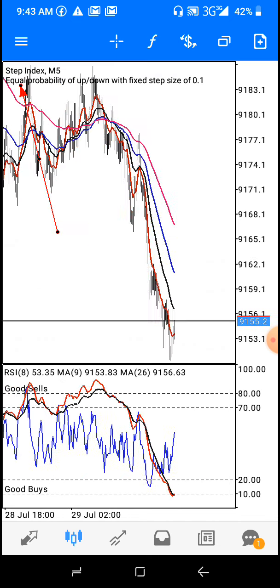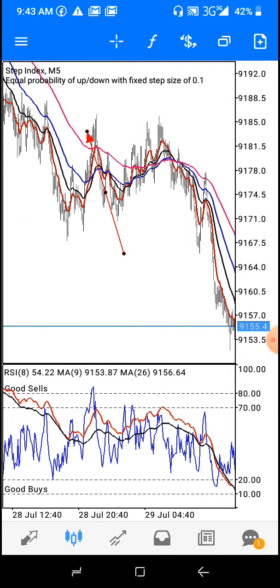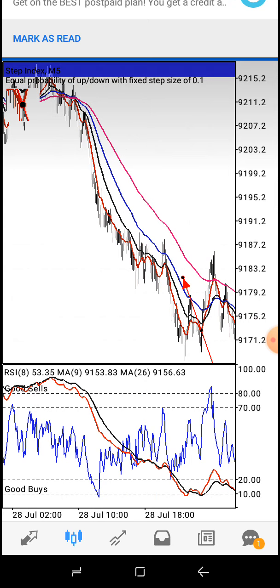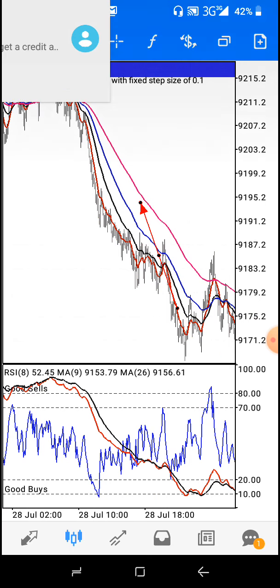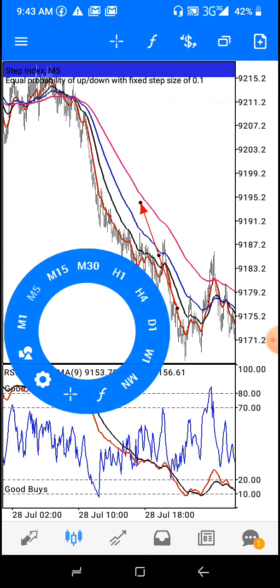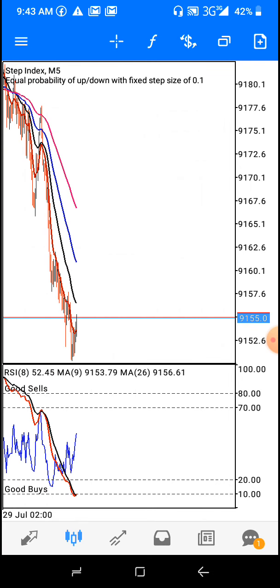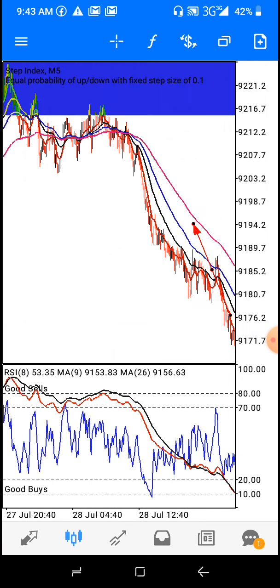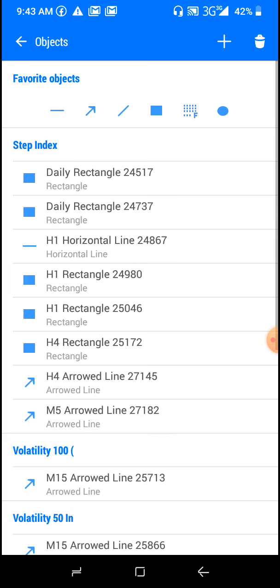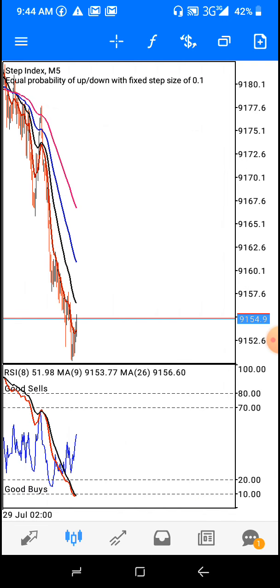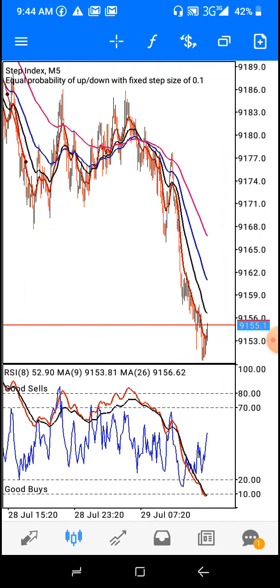Okay, and then when it gets to our 10 and 20 level, sorry, on the 5 minutes. Okay, when it gets to our 10 and 20 level, which is in and around this area here, you close your trades. Okay, and then you wait again.